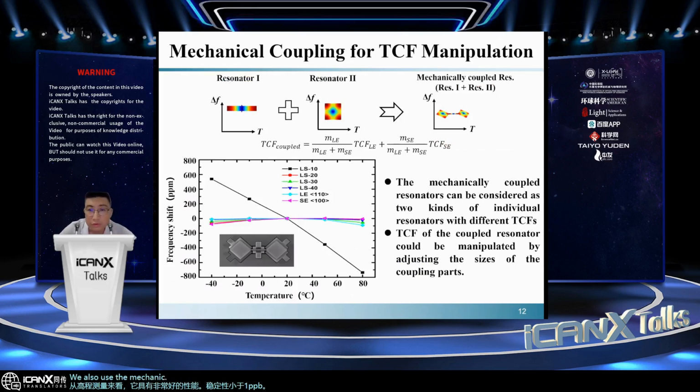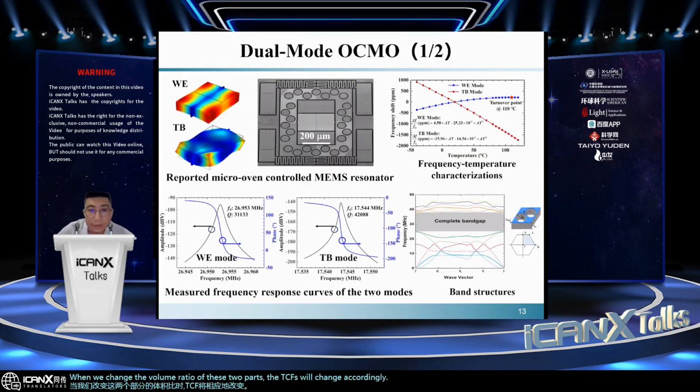We also use the mechanical coupling to do the TCF manipulation. We can use two modes. These two modes have different TCFs. So we can couple these two modes together to achieve a better TCF. As you can see here, when we change the volume ratio of these two parts, the TCFs will change accordingly. These resonators are used as temperature compensated resonators, so we call it TCMO.